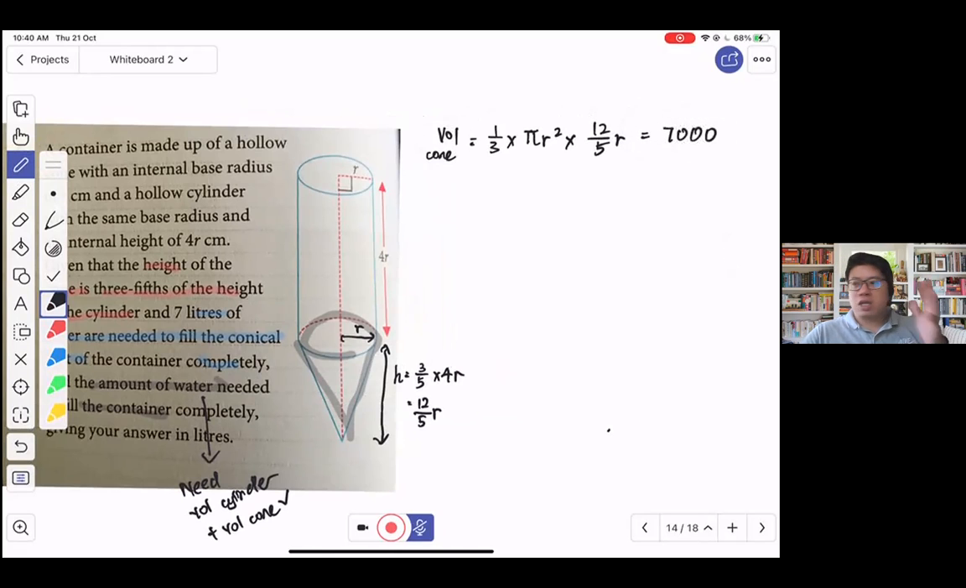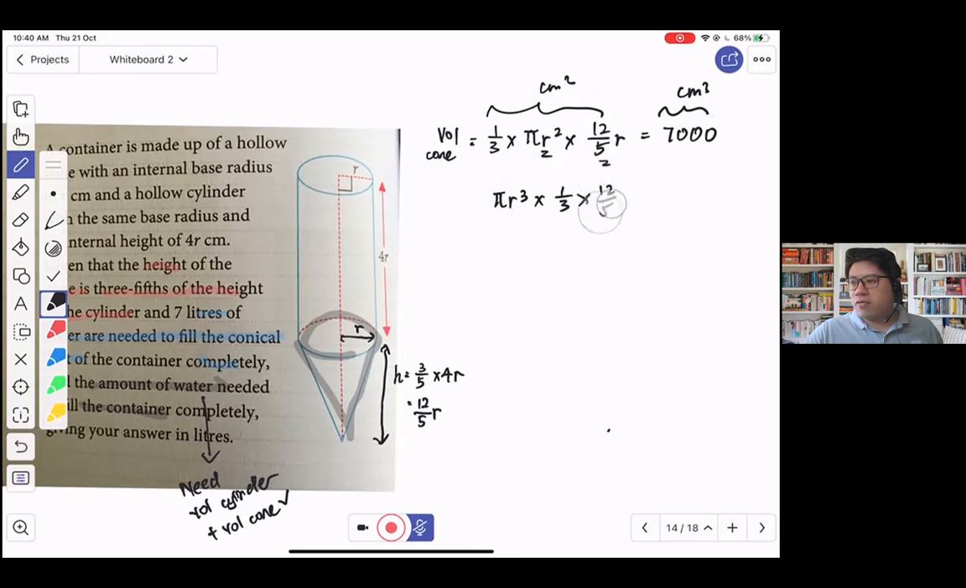Now, both sides, we are talking about the units as cm cube. 7 liters is 7,000 cm cube. From here, you can work out pi r cube multiplied by 1/3. I'm just combining the r and the r. Times 12/5 equals 7,000. Slowly, if you work it out, you can take r cube. You take 7,000, you divide by pi, divide by 1/3, divide by 12/5.